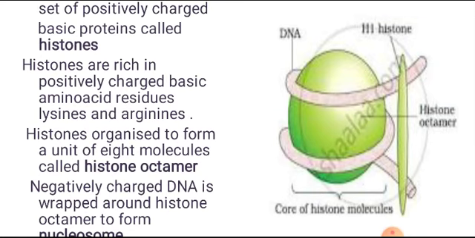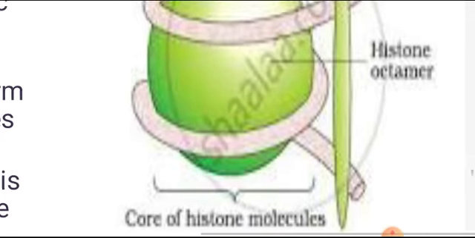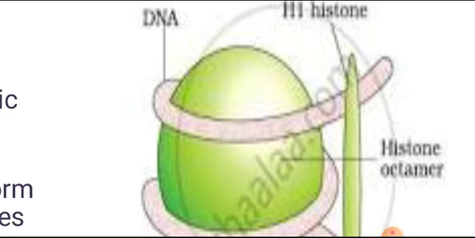Histones are organized to form a unit of 8 molecules called histone octamer. What is histone octamer? Histones seen in a cluster of 8 molecules are known as histone octamer. Here we can see the structure of the histone octamer.